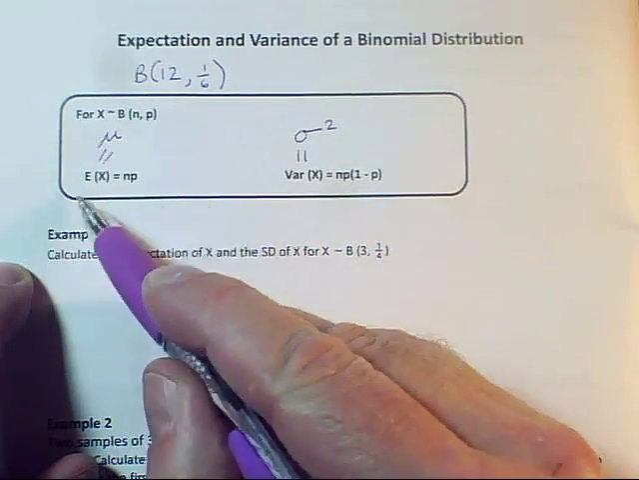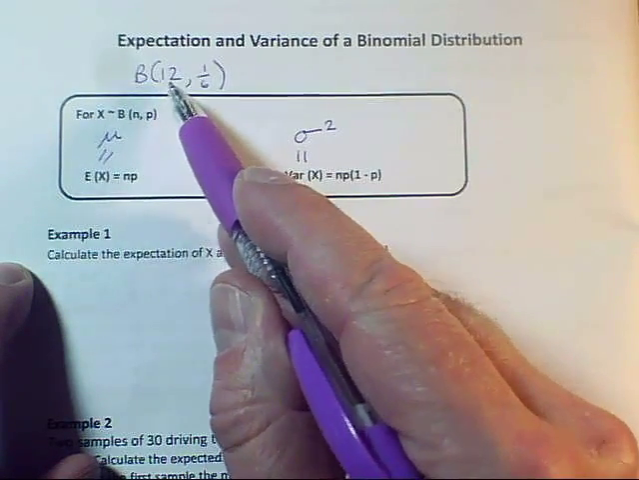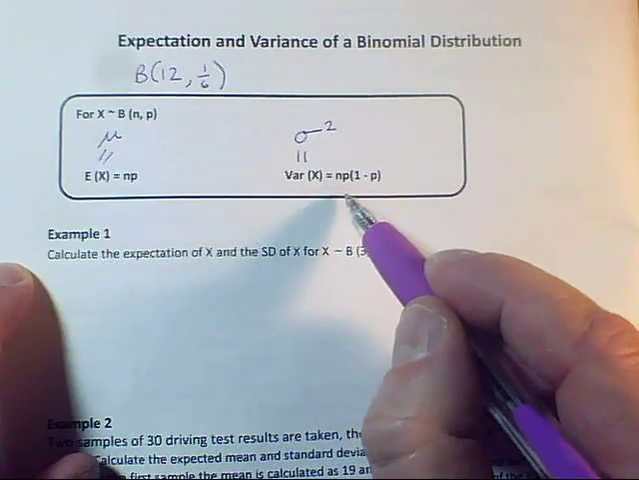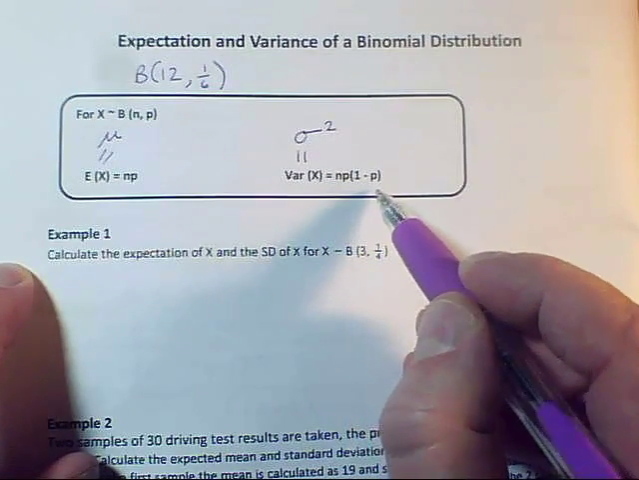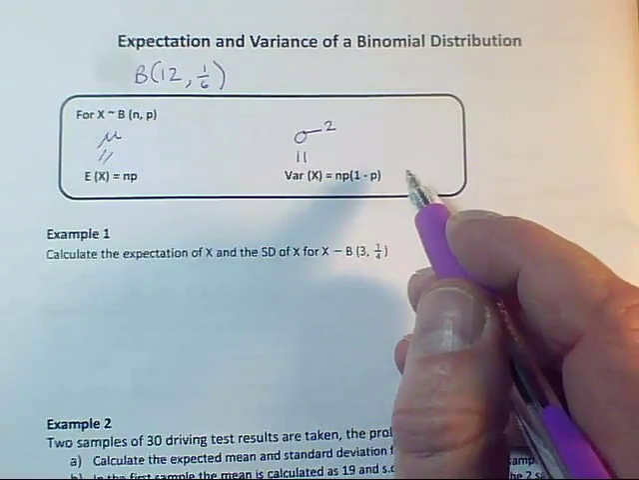In order to find the expected number of successes, I'd do the n value times the p value. And the variance formula starts out the same way, but in fact I just do n times p times 1 minus p to get the variance. Which may not be as obvious, but it is true.